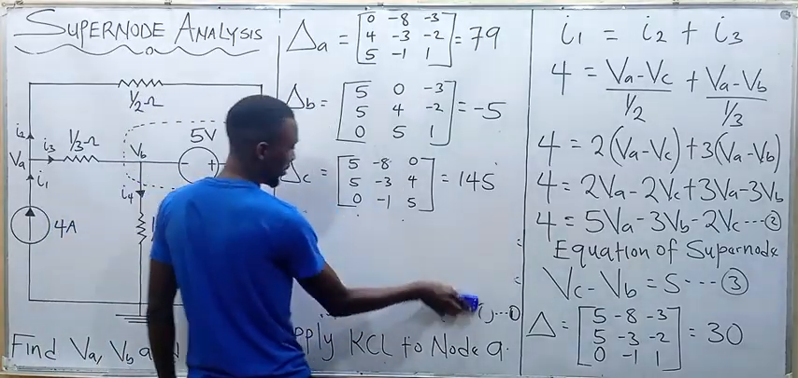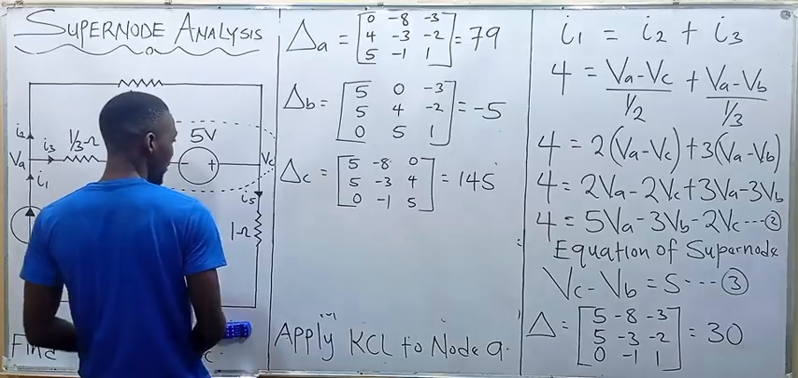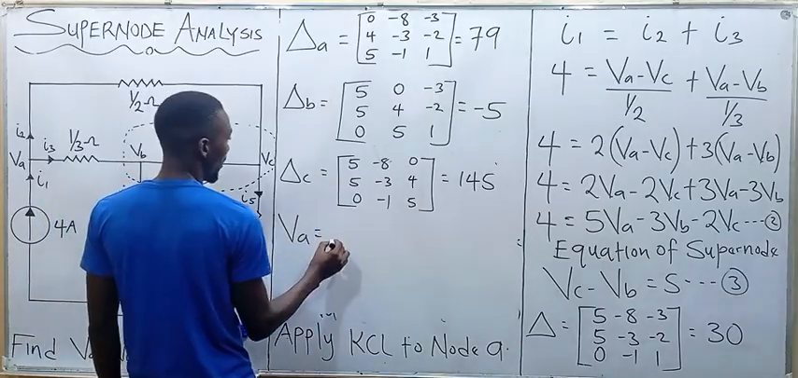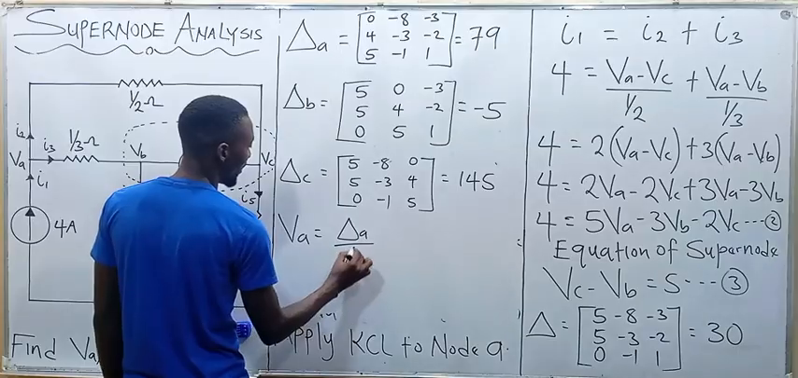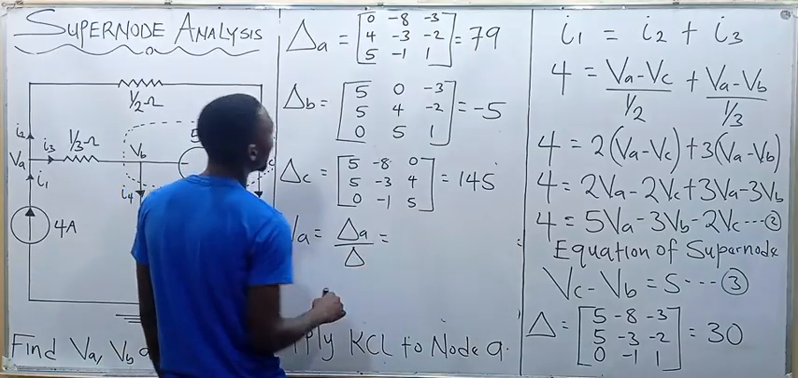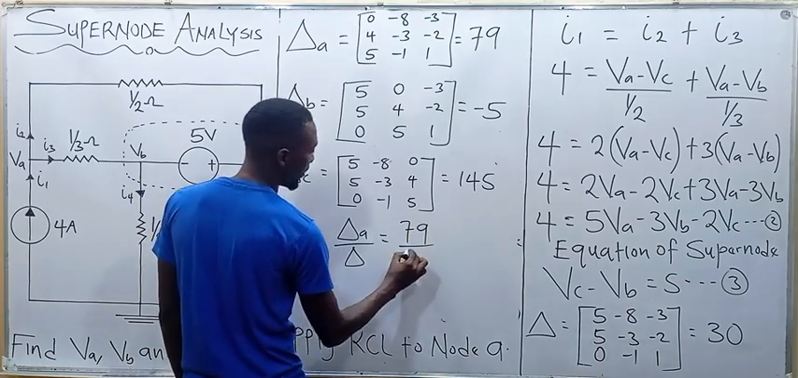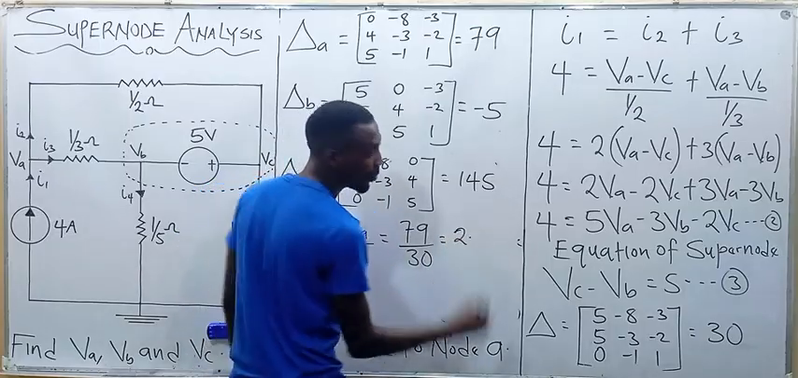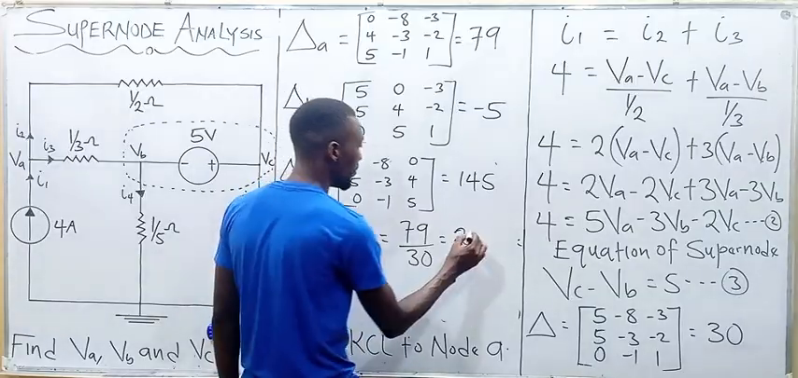All right. So VA will be equal to the change in A all over the change, which will be equal to 79 divided by 30. So this will give us 2.63 volts.